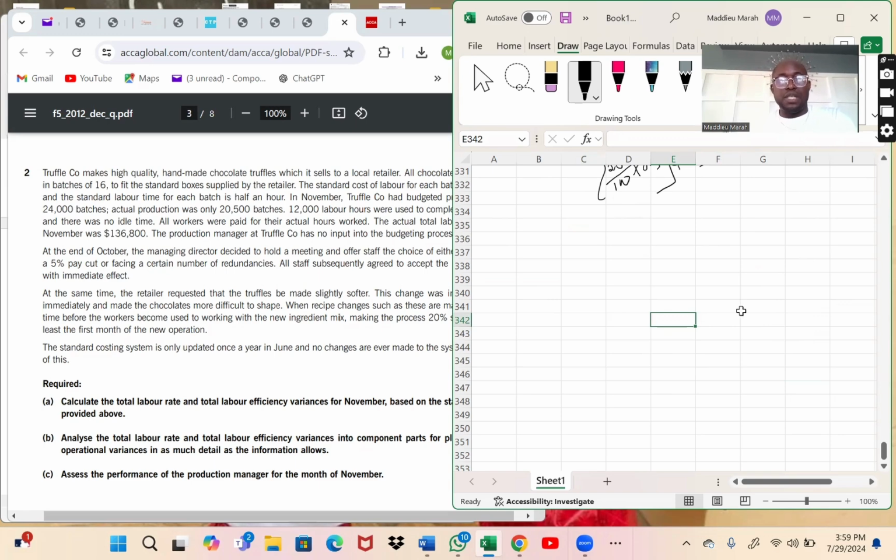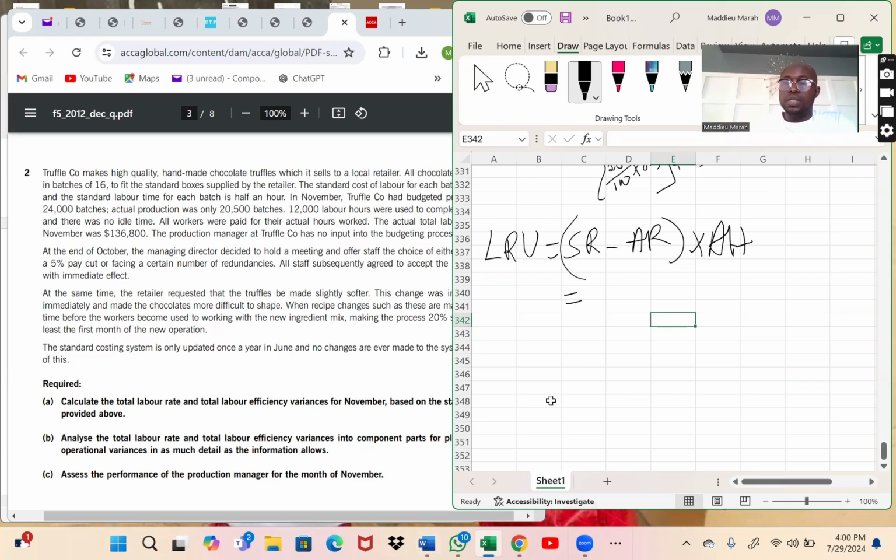For those that are absent, they can watch the video later. So let's compute it together. Labor rate variance equals standard rate minus actual rate, multiplied by actual hour.